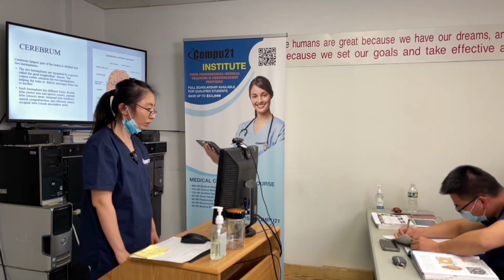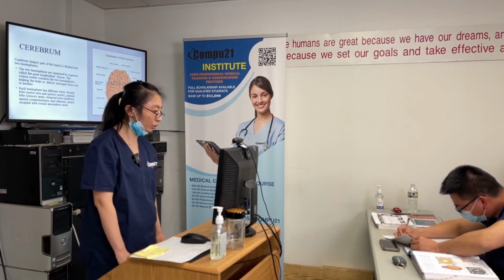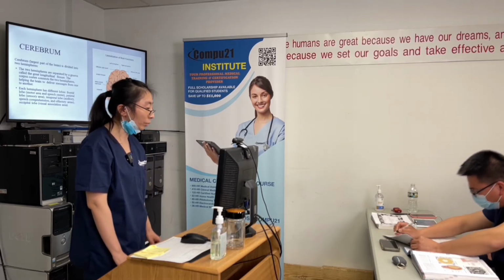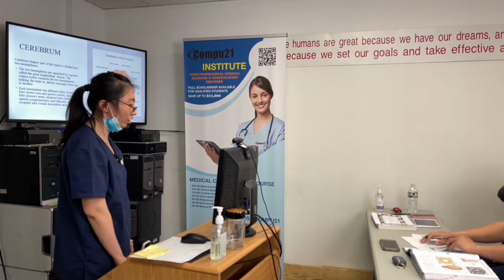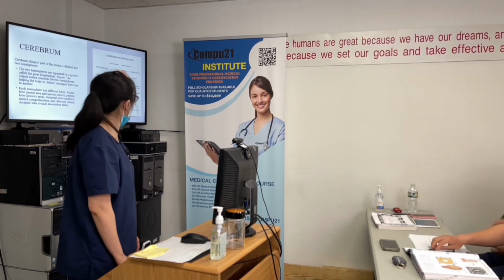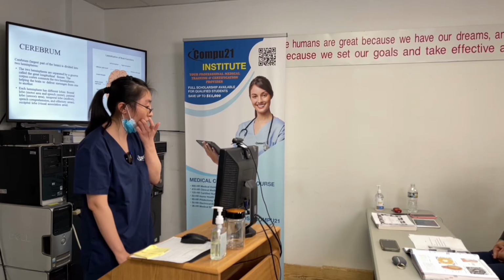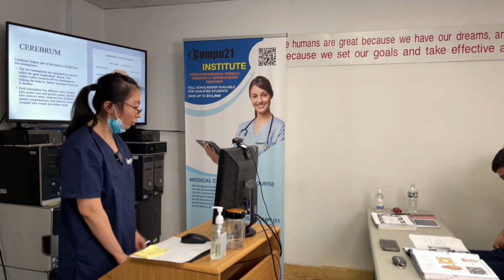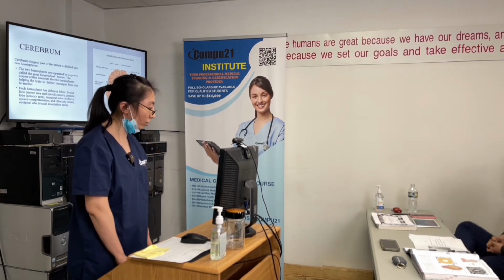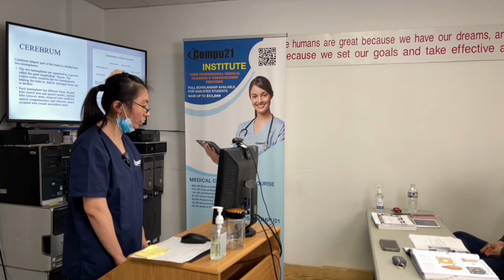The corpus callosum connects the two hemispheres, helping the brain to deliver messages from one to another. And each hemisphere has different lobes and functions. The first lobe will be the frontal lobe. It's a motor area and speech center.